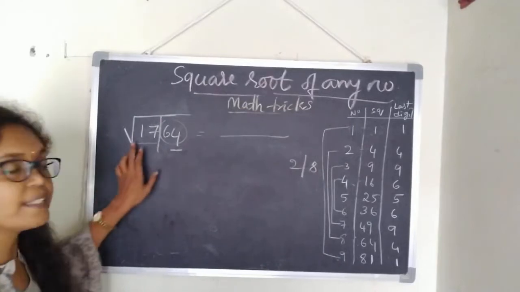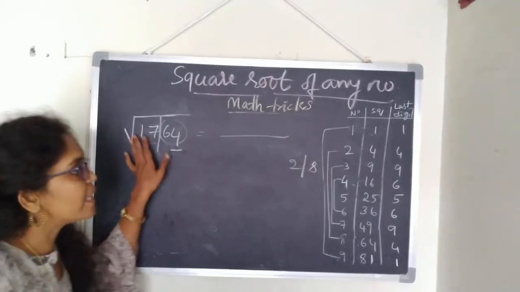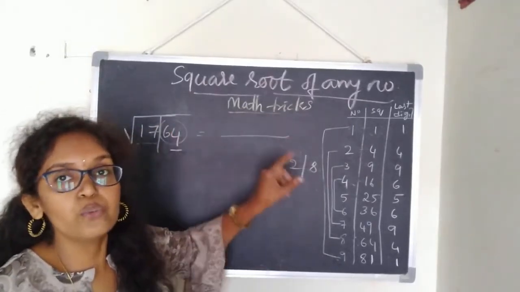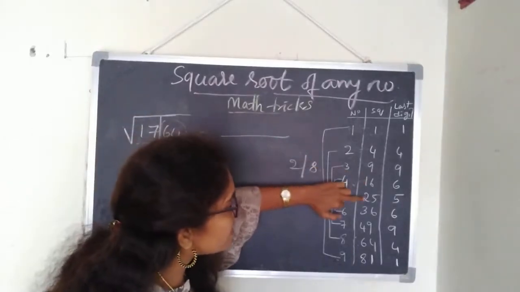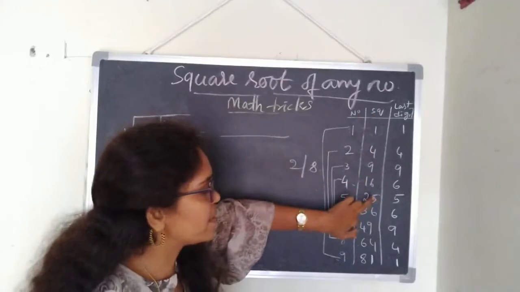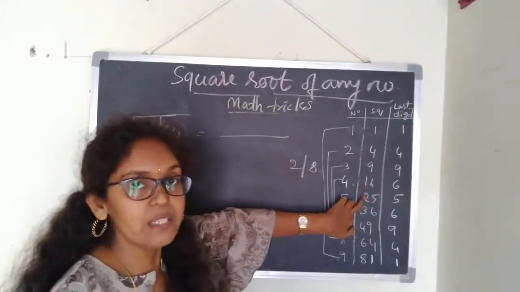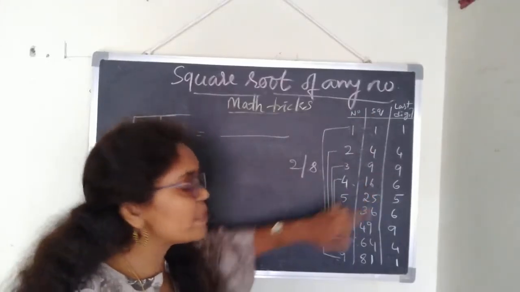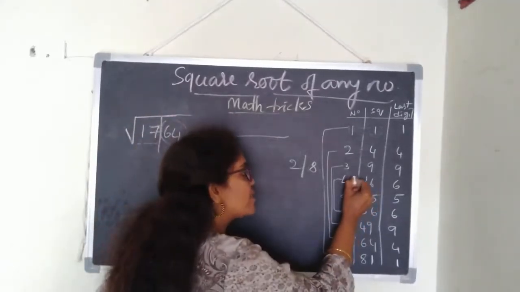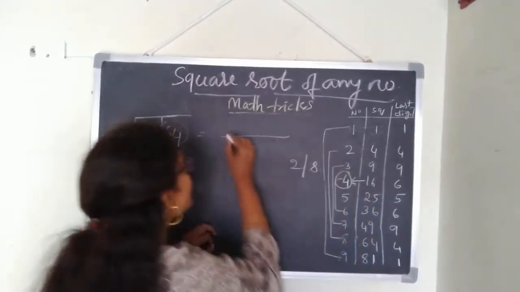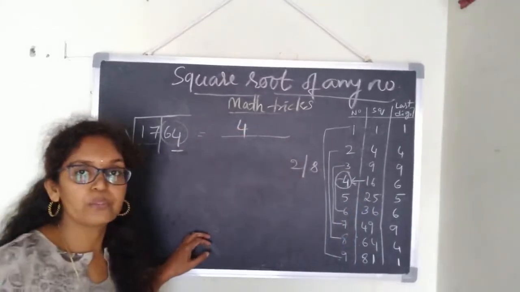And then ignore the last two digits and take the remaining digits. Here 2 digits are there, that is 17. 17 lies between which two square numbers? 17 lies between 16 and 25. In these two numbers, which is the smaller one? 16 is the smaller. 16 is the square of 4. So that's why we have to take 4 here.